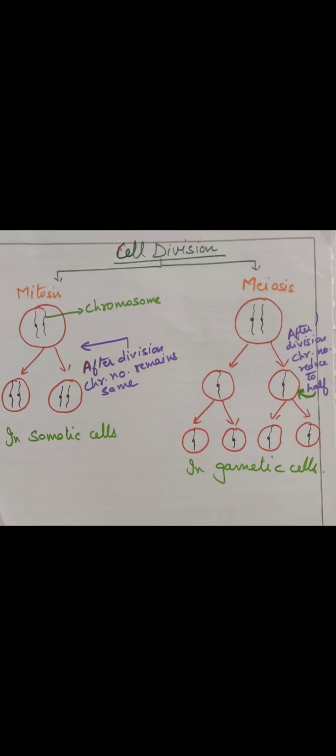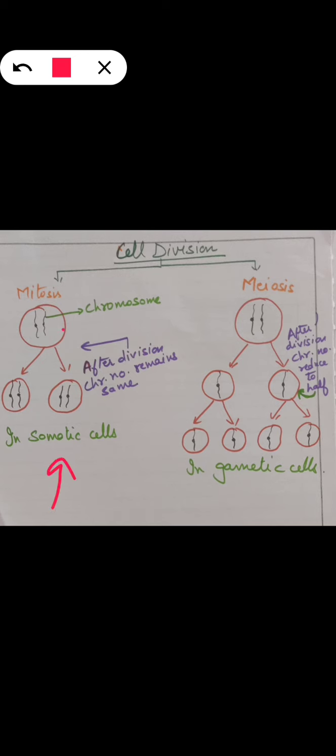What does it mean? When a cell divides or breaks into two. As you can see here, from one cell two cells are formed. So this is called cell division. It is of two types. One is called mitosis, one is called meiosis. What is the difference in these two? If a cell is dividing, how can they differ?